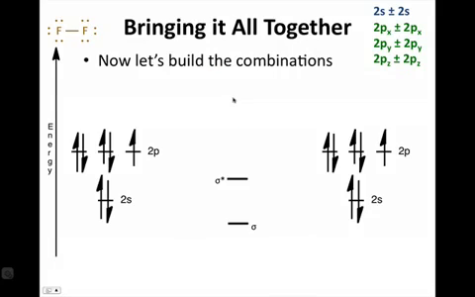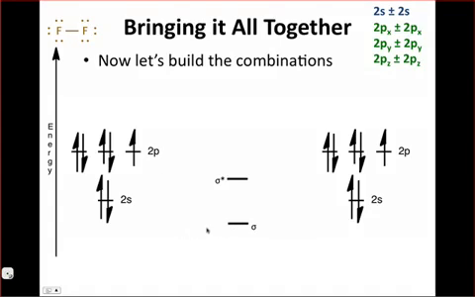Alright, now let's move on to actually building the combinations. So when we combine the 2s with the 2s, we can do so in either a constructive or destructive manner. If we do so in a constructive manner, we generate an orbital that just kind of looks like a blob between the 2 fluorine atoms. Say we brought in a 2s of white phase and another 2s of white phase. That leads to an orbital with just all the same phase between the 2 nuclei, and this is clearly a bonding orbital because there's a lot of electron density between the nuclei there.